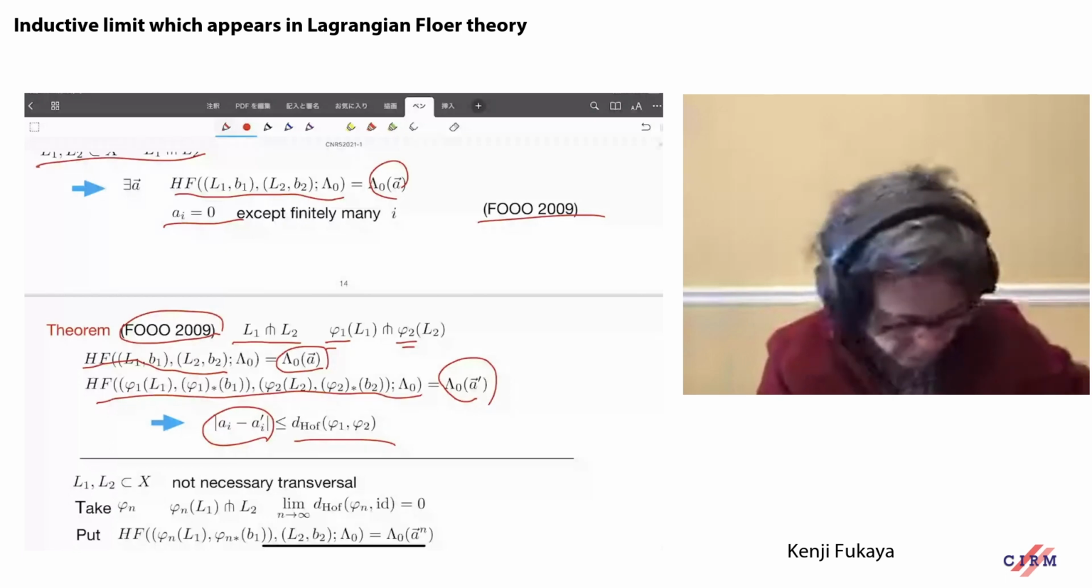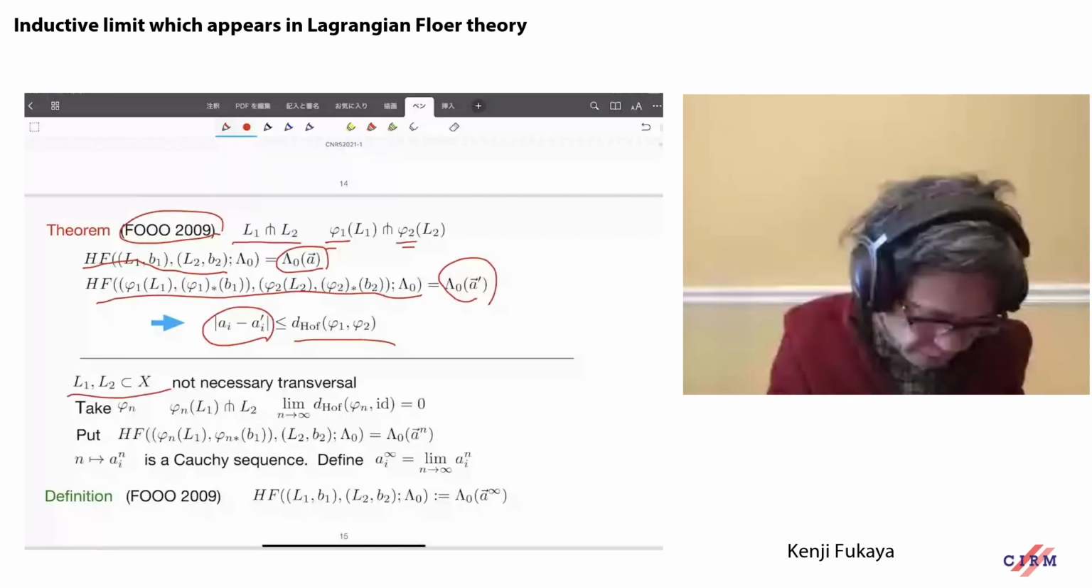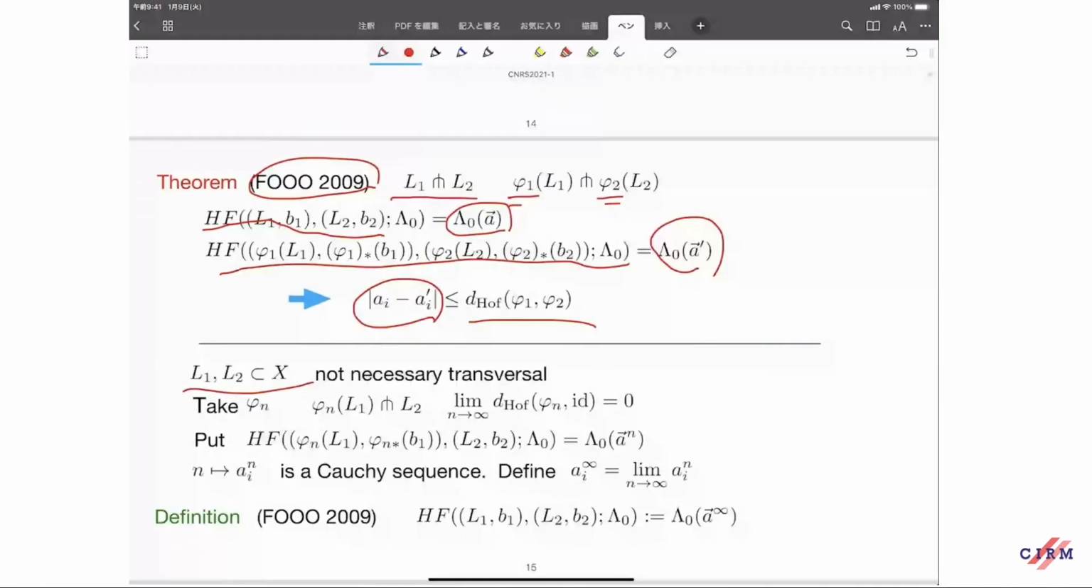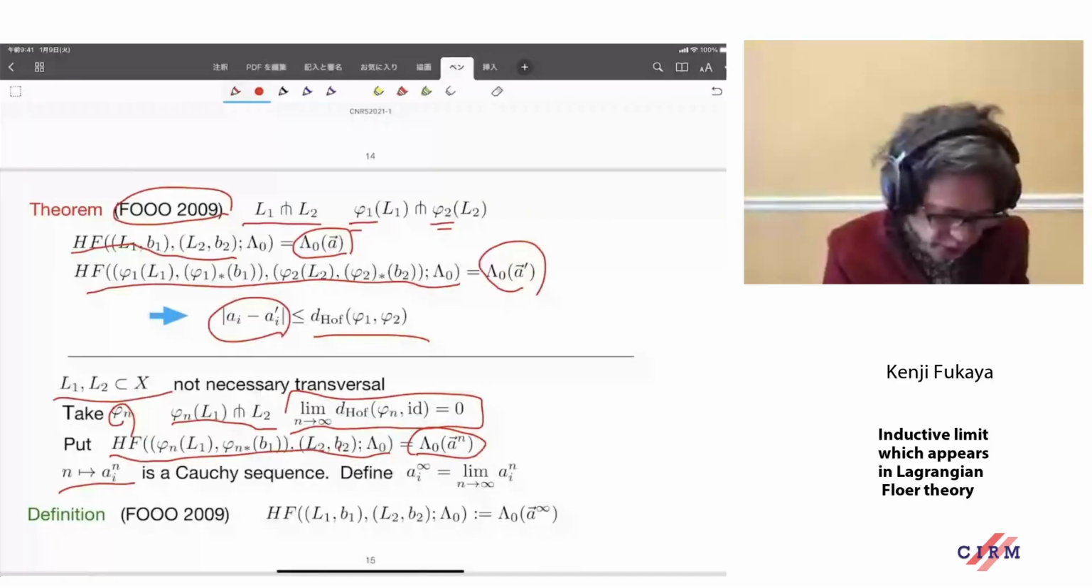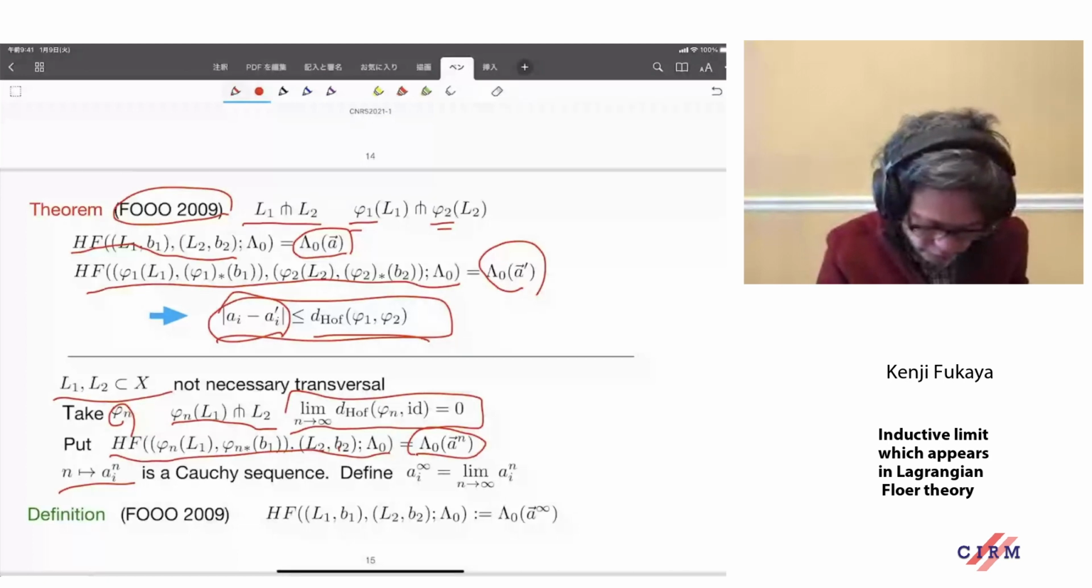Okay, now if you consider this pair of Lagrangian submanifolds, which is not necessarily transversal, then we take a sequence of phi n so that the Hofer distance goes to 0. But then we prove this. We assume that phi n of L1 is transversal to L2. We can certainly take such a sequence of Hamiltonian isotopies. Then the Floer homology between phi n L1 and L2 is in this form, and this theorem says that if you take this sequence of a_i^n when n goes to infinity, this estimate shows that this is a Cauchy sequence, so we can take its limit.